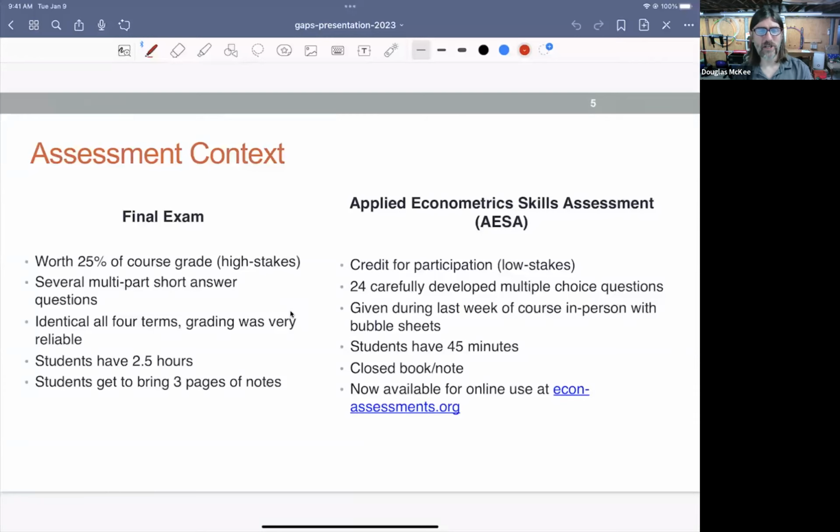It's 25% of their course grade, which here is high stakes. I understand anything that's not 100% is low stakes in the UK, but here it's high stakes. It's maybe 6 to 8, I can't remember exactly, multi-part questions that have short answers. It's a handwritten exam, and we have a very detailed rubric.